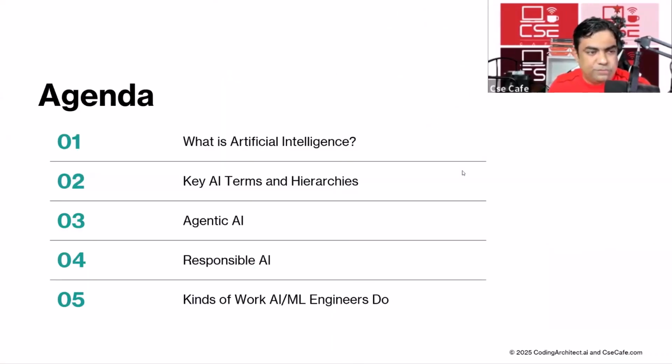So this is a rough agenda for today. What is AI, key terms and hierarchies. We will briefly look into what agentic AI is, but we will have a dedicated session on agentic AI in coming Tech Brews. Then we will quickly look into responsible AI and the kinds of work AI ML engineers do. This is an open point. So if you know about any other job roles than listed, you can definitely let me know, and I will update the comments within the recording, or I'll include them in future sessions.